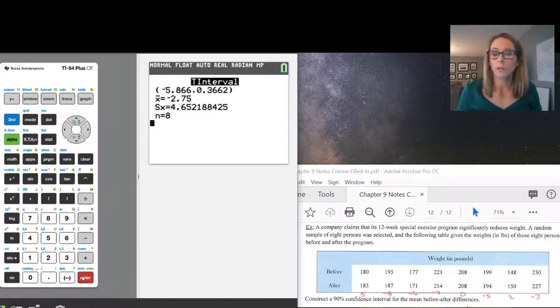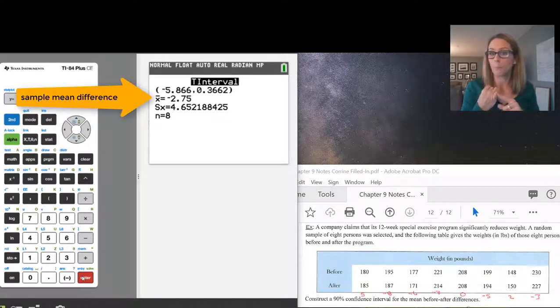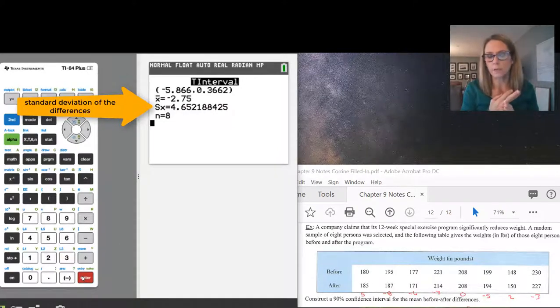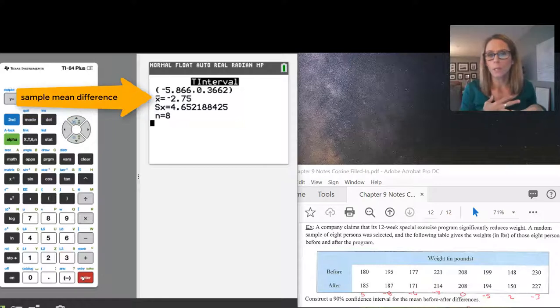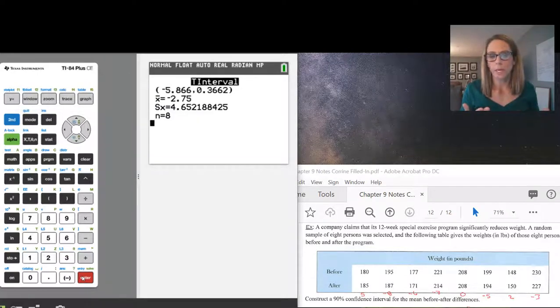So notice what the calculator gives us. It gives us the mean of the differences. So it takes those 8 values and finds the mean of them. It also gives us the standard deviation. Notice that what the mean is telling us is that the mean weight loss for those 8 people is about 2.75 pounds. So not quite 3 pounds is the mean of the weight loss. And then the confidence interval is created from that.